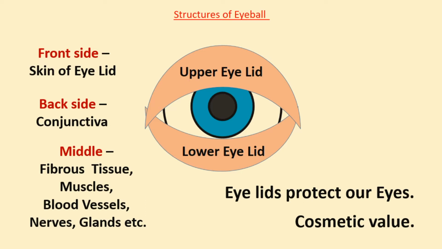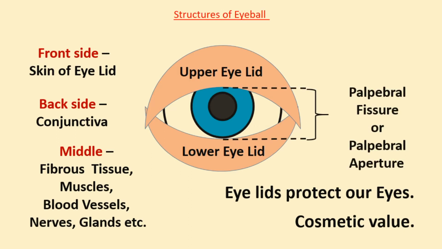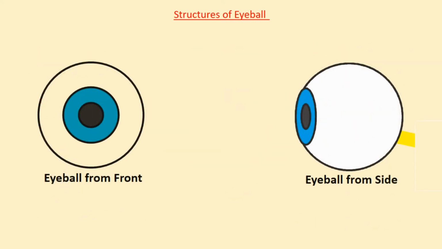When we look straight ahead, the open area between the upper lid margin and lower lid margin is called palpebral fissure or palpebral aperture. Normally, the height of palpebral fissure is about 12 mm and width is about 30 mm. In some conditions, the height may become more or less. In this video, first we will know about the parts of eyeball that are visible from outside. But before that, let's know about some measurements.